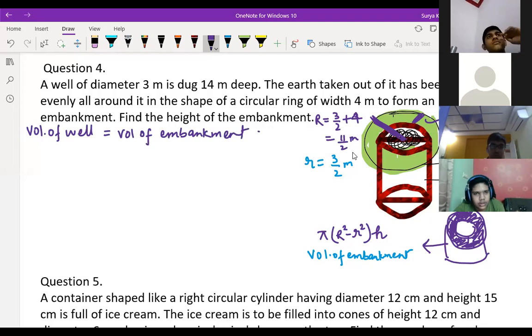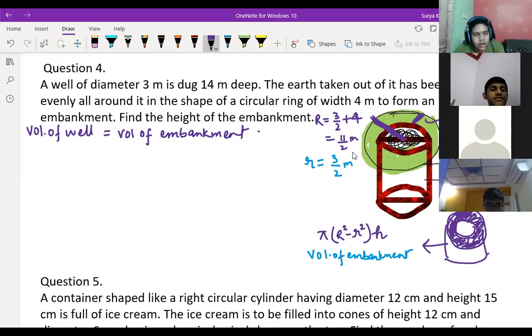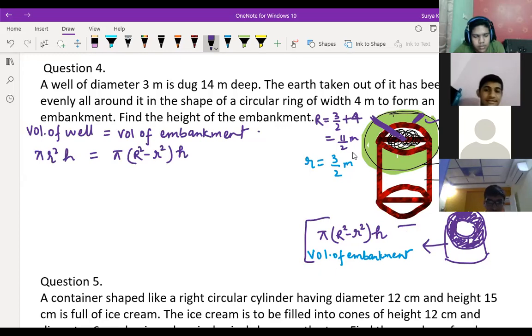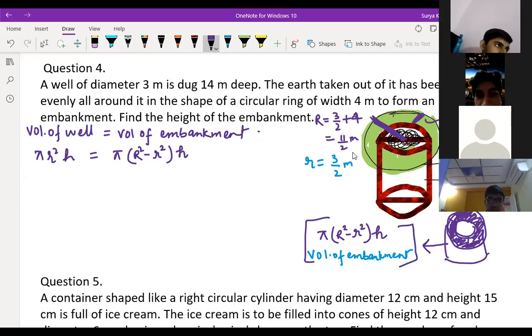So volume of well is nothing but pi r square h, and volume of embankment is nothing but pi capital R square minus small r square into h. Why I told this one? So that this is going to be used in the formula only. And if you are not understanding, you can't understand.